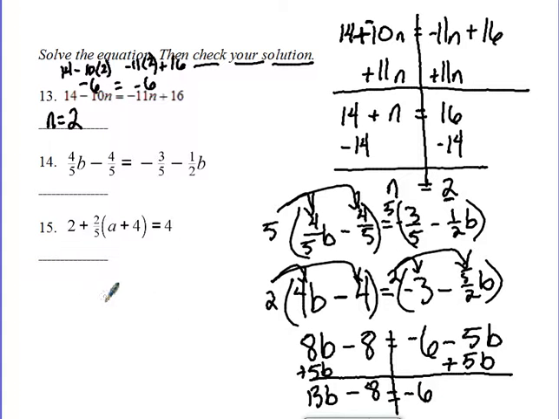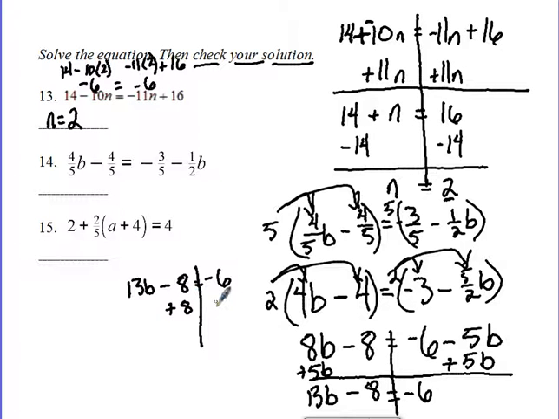So now we have 13b minus 8 equals negative 6. Undo everything happening to the variable. Well, the first thing happening in the order of operations here is we're multiplying by 13, and then we're subtracting 8. So we're going to undo all those things in reverse. The last thing we did was subtract 8, so we're going to undo that by adding 8.